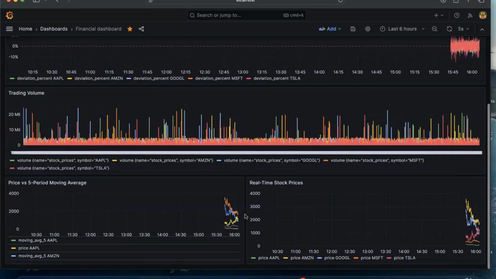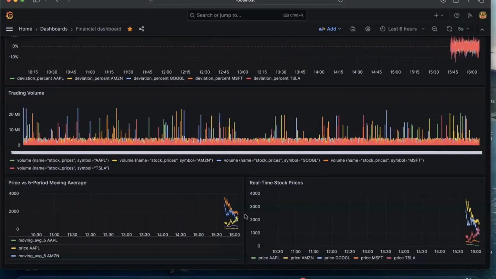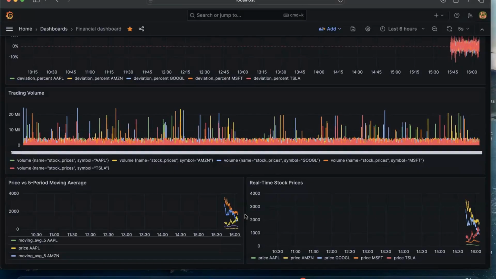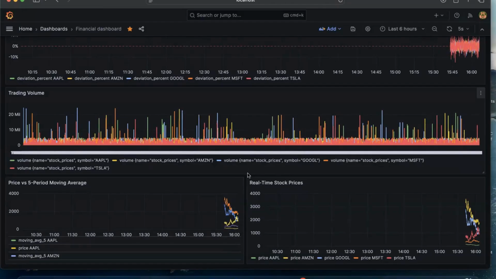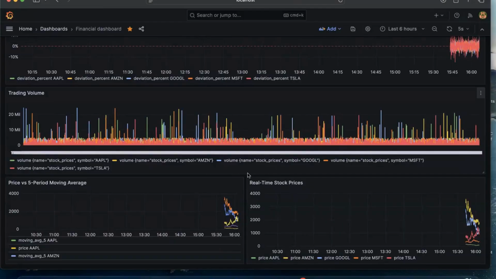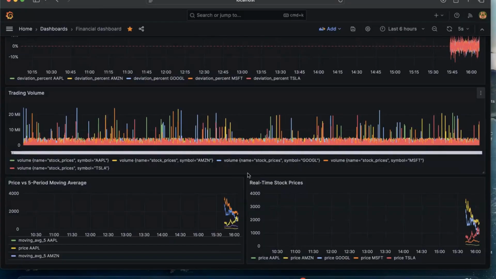Then at the last we have price versus 5 period moving average, which demonstrates technical analysis, the actual price lines and the smoother moving average lines. When prices cross above the moving average, that's traditionally a buying signal. And real-time stock market prices show the raw volatile prices, how Google and Microsoft cluster around $4,000, while Apple, Amazon, and Tesla are in different price ranges.